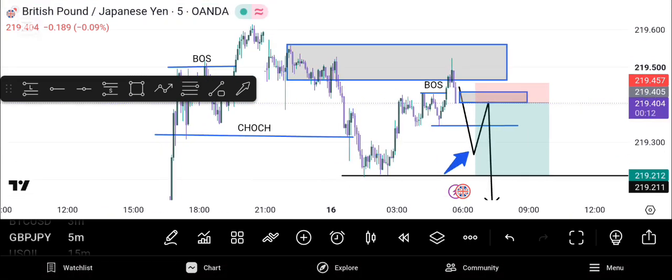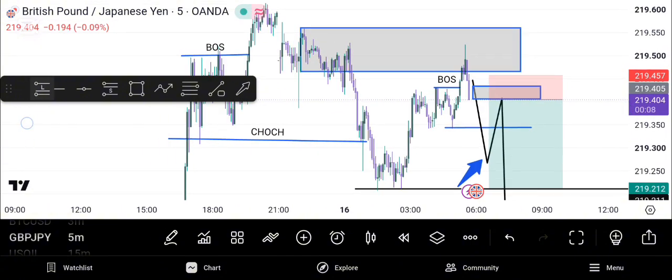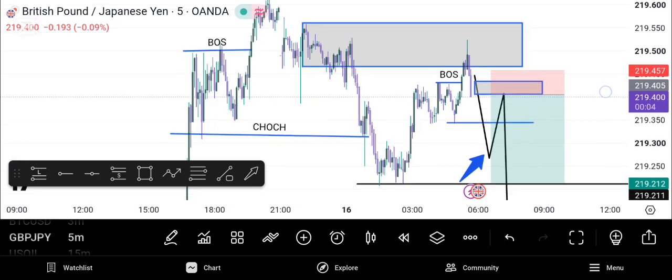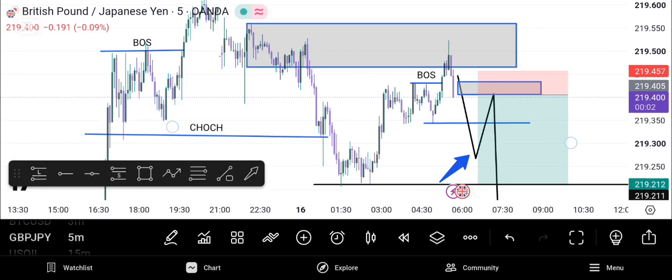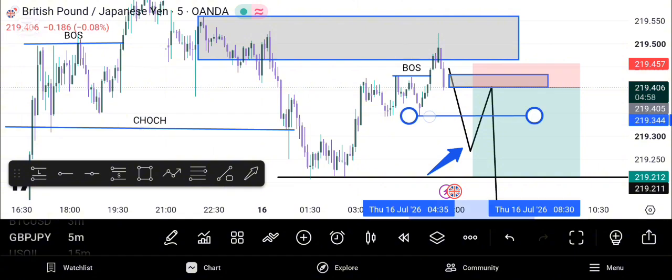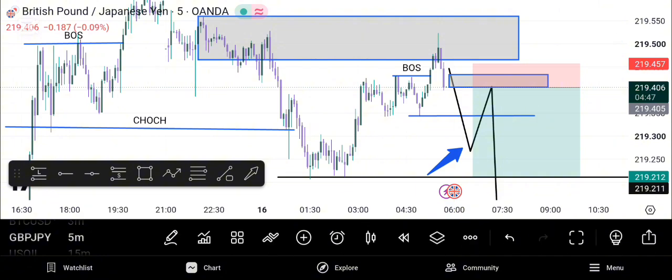This is an update trade on GBPJPY. So if you are trading GBPJPY, you can look at this trade right here. This is it. You can take a screenshot. I'll try to zoom again. You can take a screenshot of this. Look at where price should take out the low. Like I said, it's at 219.344. When price takes out the low at 219.344, you're going to be mapping an order block.